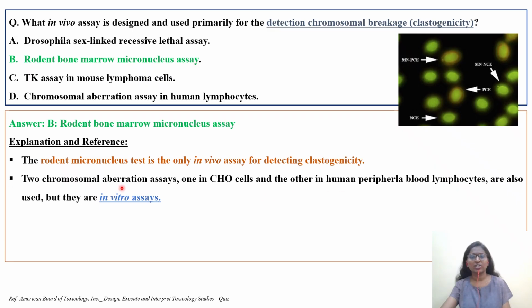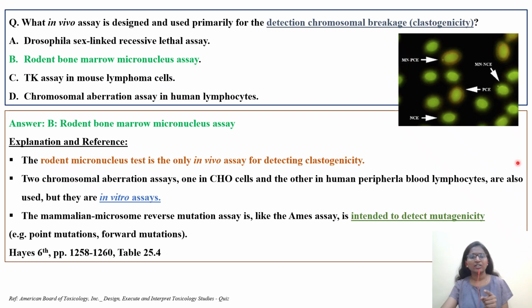There are two chromosomal aberration assays, one in Chinese hamster ovary cells and the other in human peripheral blood lymphocytes, which are also used, but they are in vitro assays. So this rodent bone marrow micronucleus is the only in vivo assay. If the same question comes for in vitro assay, then you have to remember the options CHO, that is Chinese hamster ovary cells, as well as human peripheral blood lymphocytes.